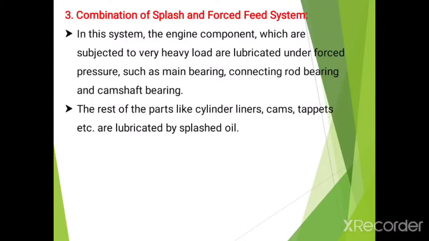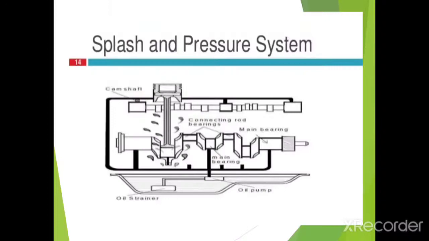The last system of lubrication is a combination of splash and forced feed system. In this system, the engine components which are subjected to very heavy load are lubricated under forced pressure, such as main bearings, connecting rod bearings, then camshaft bearings, etc. And the rest of the parts like cylinders, liners, cams, tappets are lubricated by the splashed oil. So it is a combination of splash plus forced feed system. This is the diagram of the splash and pressure system.